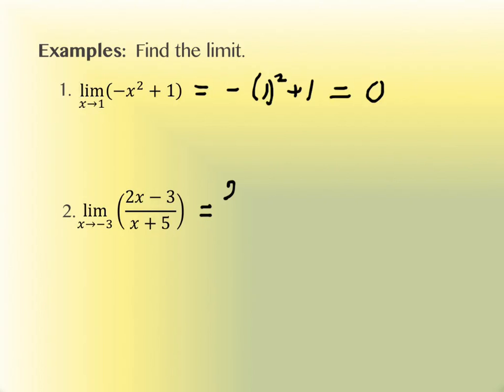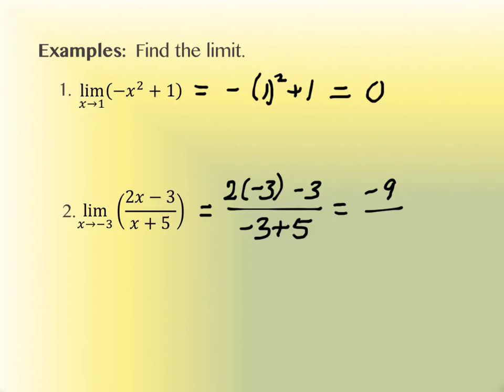Next one, well, I can try that again, right? We'll just try plugging in the number -3. What is 2 times -3 minus 3? -9. -3 plus 5? 2. And if you want, you can write that as -4.5, but I'm happy with -9/2 just fine, so I'm good with stopping there.